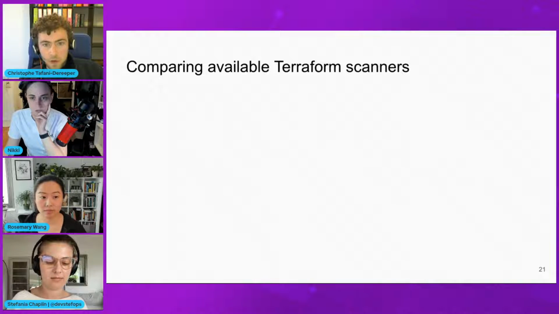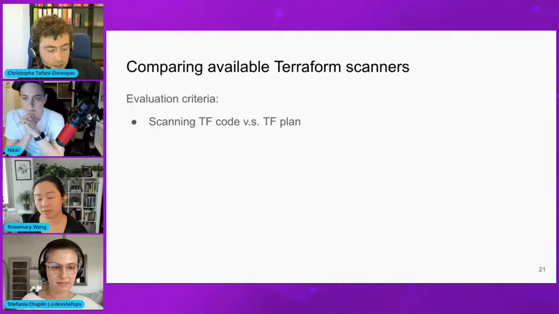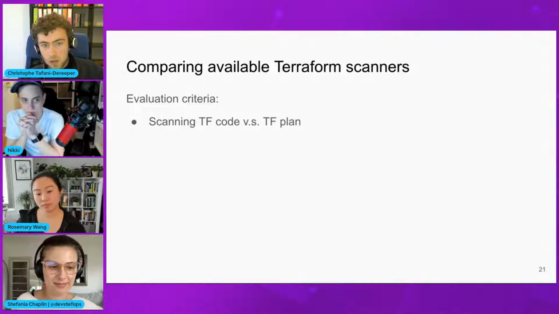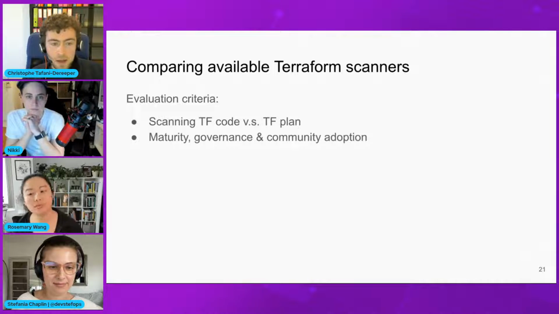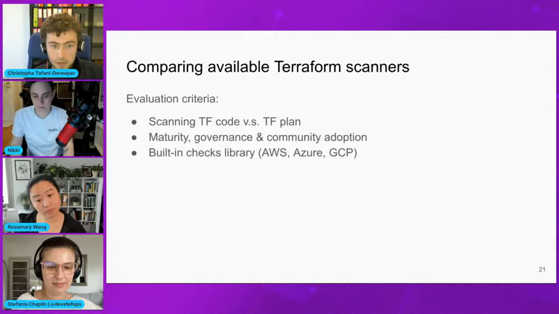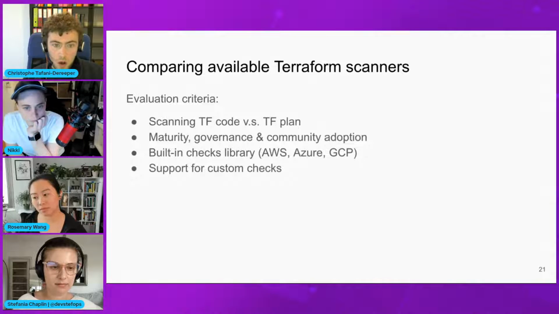So when we compare different tools, what I like to start from is criteria. And here, a few criteria that make sense is first, do we want to scan for the Terraform code or do we want to scan for the plan? Then obviously, how mature is the tool, who is it governed by, how widely is it adopted? And then we want to see if the tool has some built-in checks. So does it have a bunch of checks for AWS, Azure, or GCP that we can pick from, or do we need to write our own custom checks? In this case, we want to understand how we can do it.